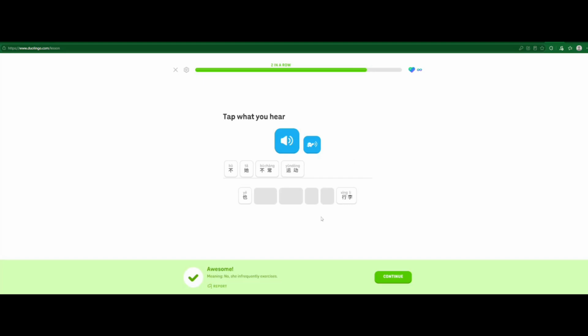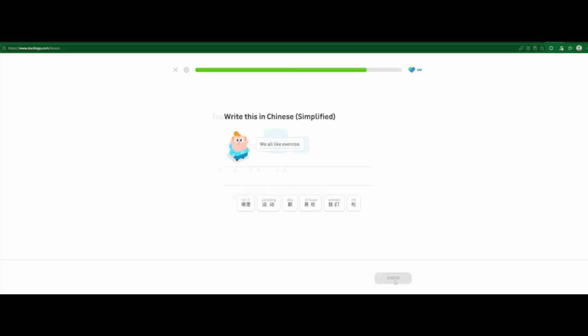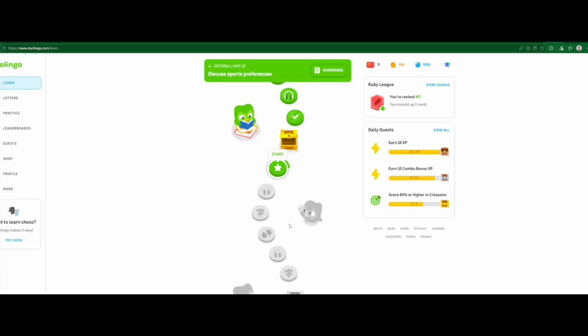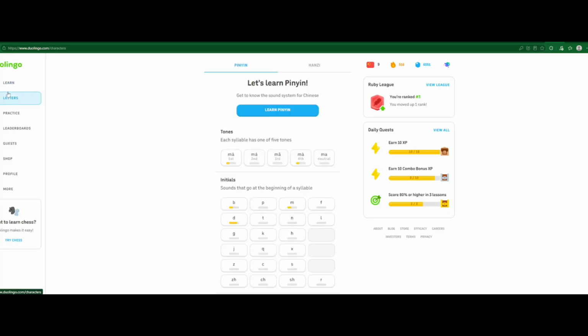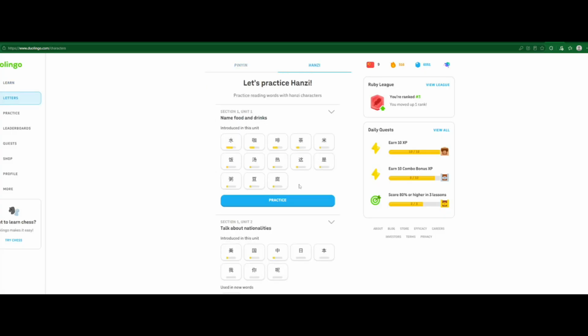And here's the example of infrequently. Earlier it's chang chang for frequently, and now it's bu chang. Look, they only use it once. Isn't that so cool? 我们都喜欢运动. Okay. Oh, well, I think we're going to do one last lesson, and it's going to be Hanzi.